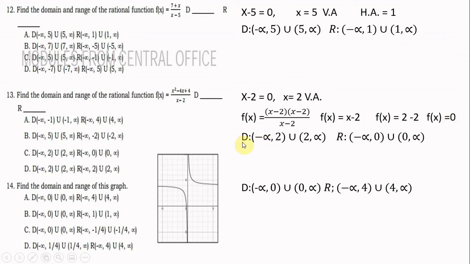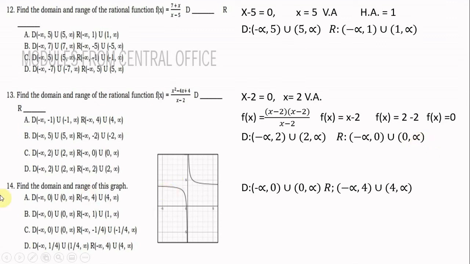Now, our domain is on the interval negative infinity and 2, so look at the vertical asymptote, union 2 and positive infinity. Our range value is negative infinity and 0, union 0 and positive infinity.